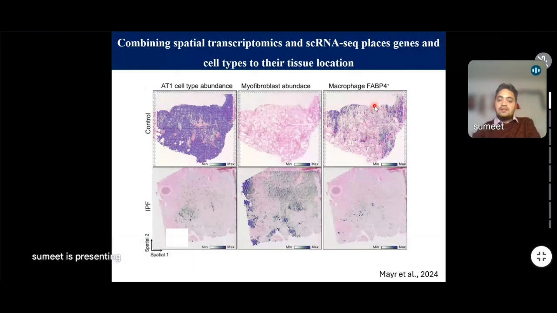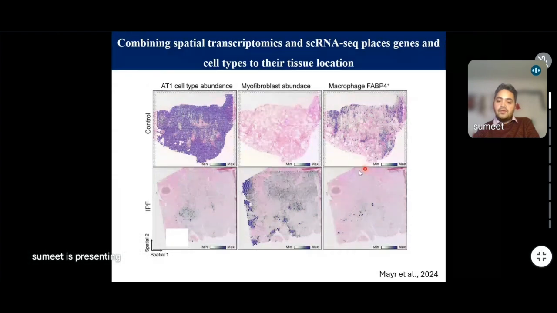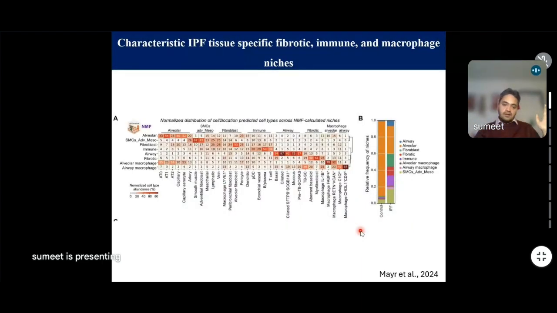Now, the next thing I want to show is the macrophages which are FABP4 positive. What you can see in the figure is a lot of blue color, which is suggestive of the macrophages which are FABP4 positive. If you look at IPF tissue, these macrophages are much diminished in number in comparison to control. So this is spatial information, and it clearly tells you which cell types are changing in health versus disease.